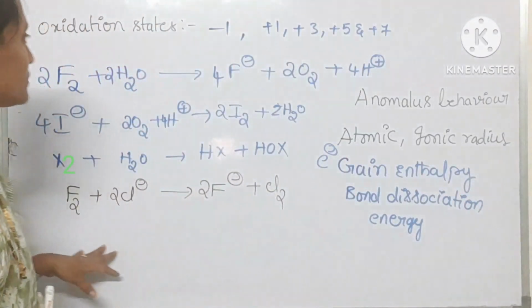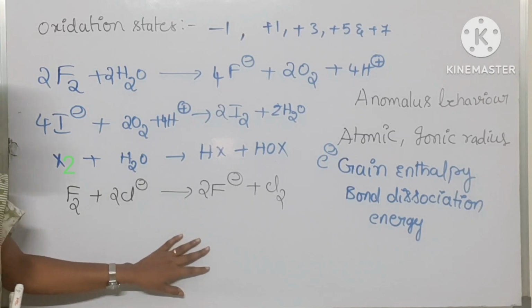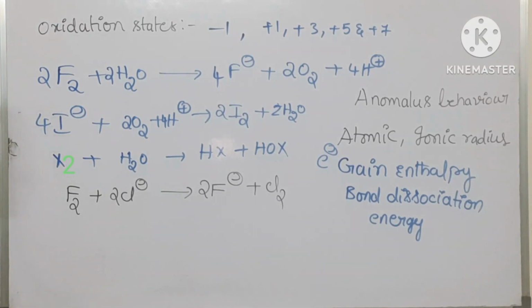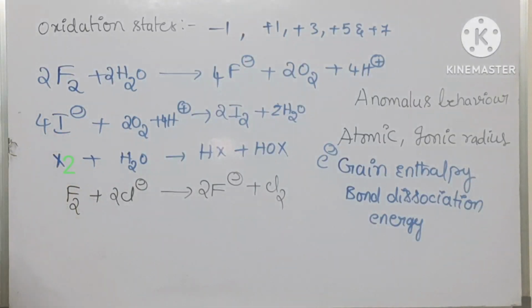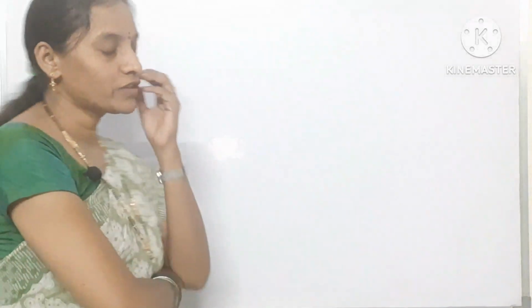Okay, this is about oxidation states and anomalous behavior. Then we will move to reaction with hydrogen. If you see what will happen, halogens reacting with hydrogen, they will form hydrohalides.